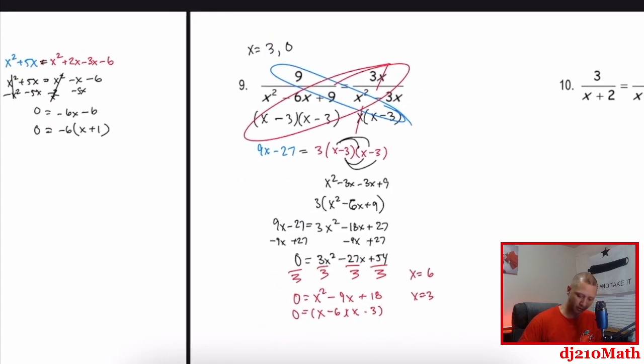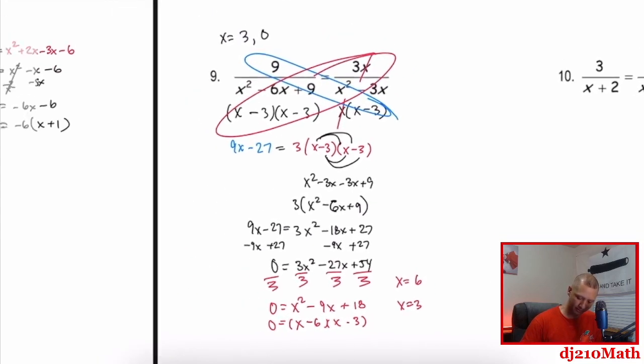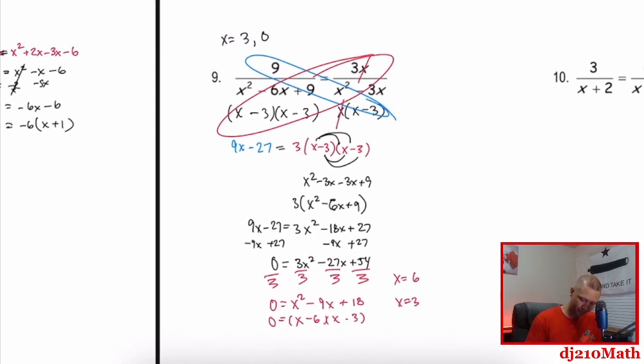Looking at our answers that are bad, x equals 3 is no good. That's no good. So x equals 6. x equals 6 is our solution.